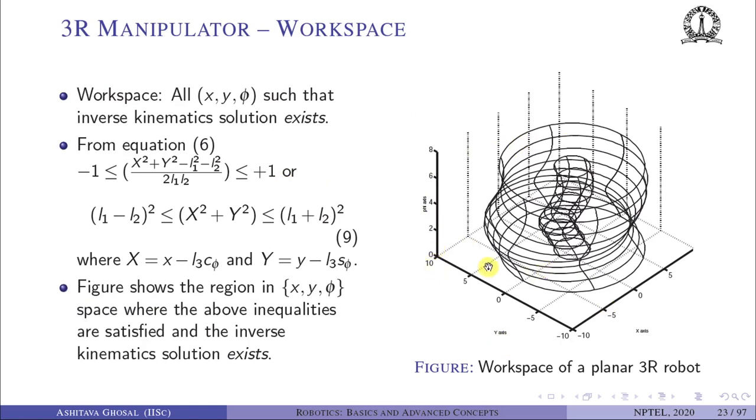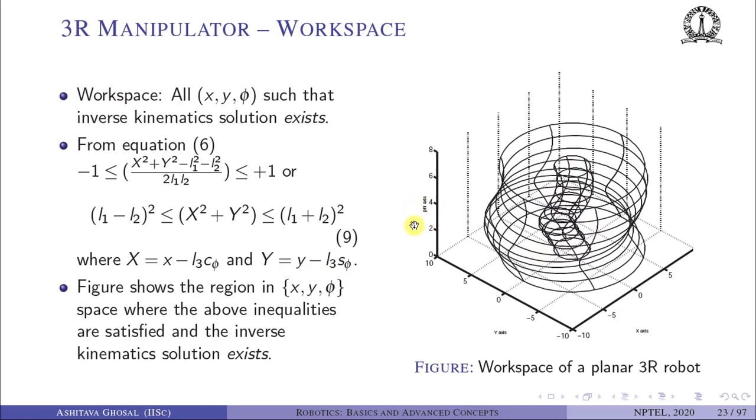Okay, so every section represents a circle of radius between (L1 + L2)² and (L1 − L2)². And then if you substitute back X − L3 cos phi and Y − L3 sin phi, you will get this complicated looking figure.